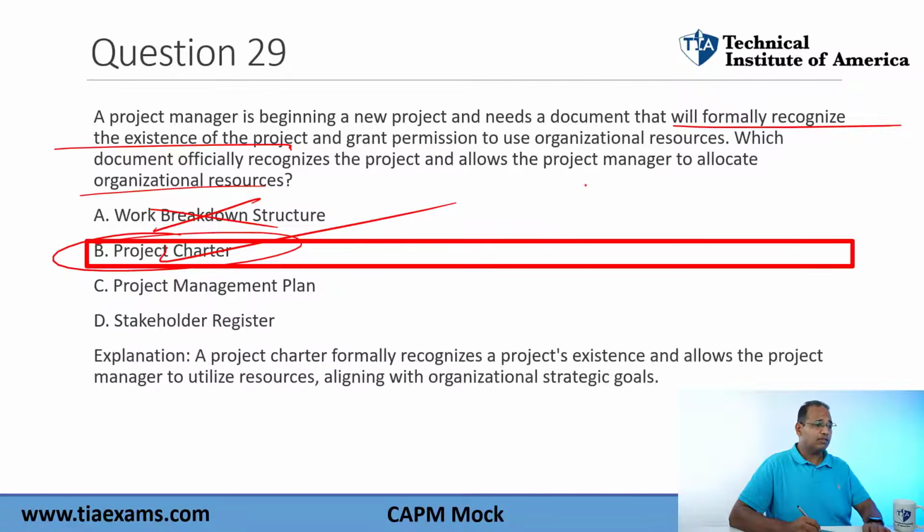The project charter is what gives you the recognition of a project in a company. It is what authorizes the project to get started. It is what authorizes the project manager to start the job. The project management plan, this is not that.